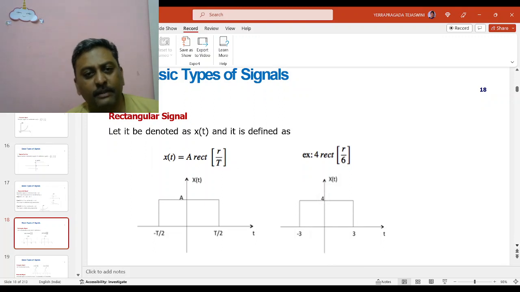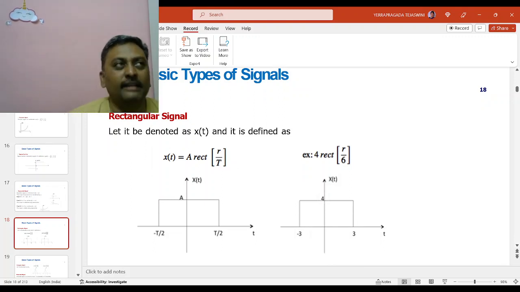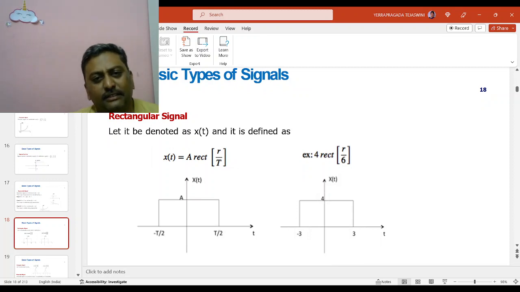Now the next type of signal would be the rectangular signal. These rectangular signals you would be watching in a CRO whenever you are generating a square wave. Basically, by using a function generator, we will be generating a sine wave, square wave, and a triangular wave. And you would also be studying the output of an integrator and differentiator, where you will be getting square waves and triangular waves. So suppose by using this function generator, assume that you have generated a square wave.